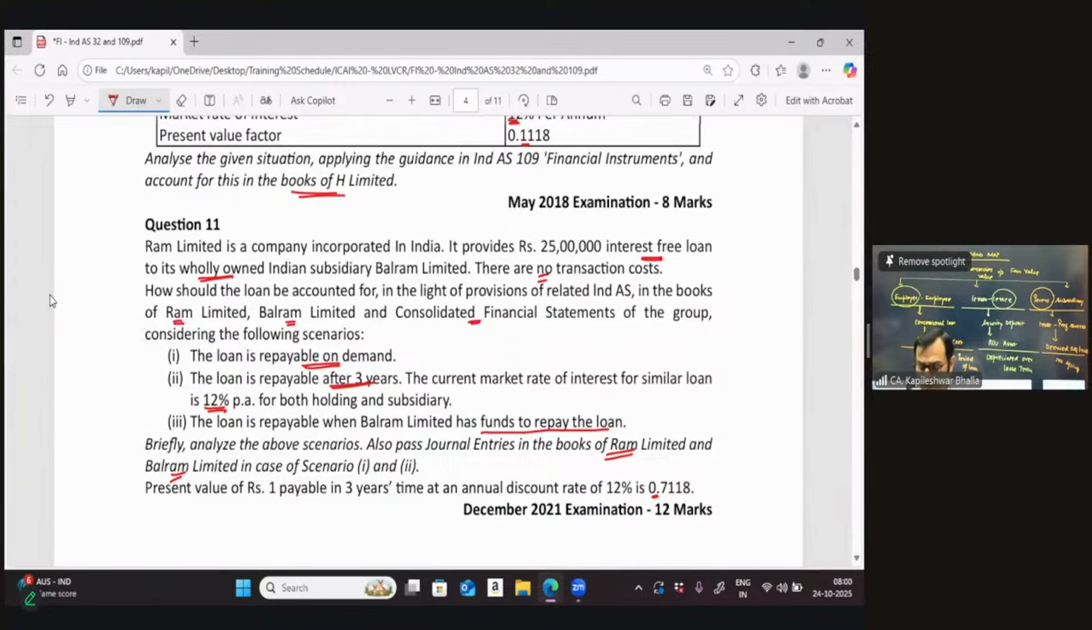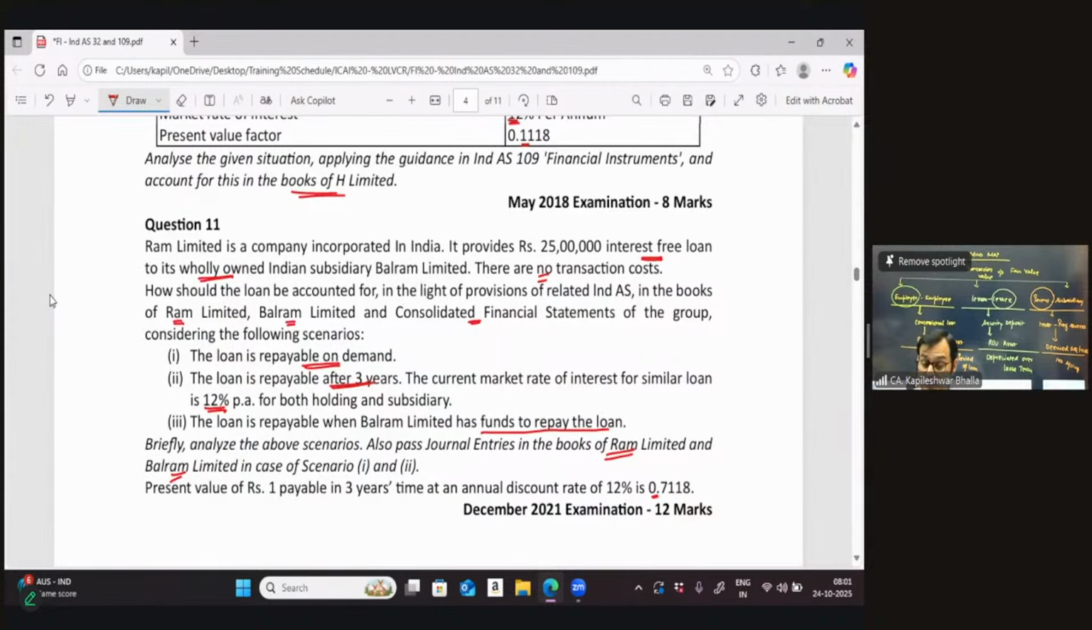I think just have a look at the read once again, because this time I want your inputs. So just keep the facts very clear in the mind. The parent has given an interest-free loan to the subsidiary. In the first case, we are given the loan is payable on demand. Second, we're given it's a tenure of 3 years. And the third, we're given that the subsidiary is going to repay the loan when the funds are there. When he has got funds, he will make a repayment.